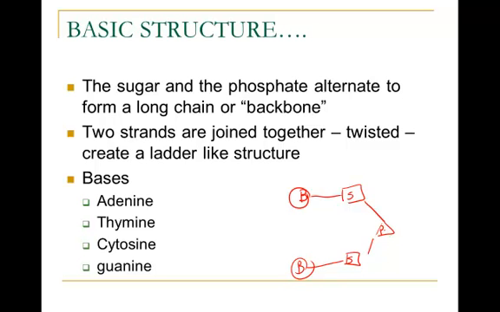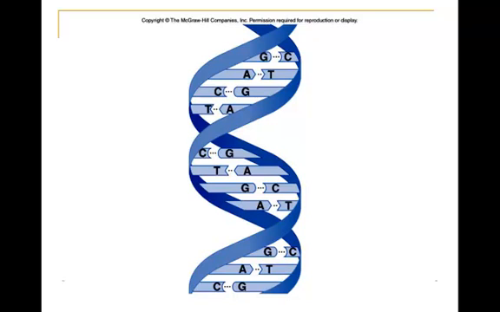The bases of DNA are adenine, thymine, cytosine, and guanine. Now, I'm never going to probably ask you to name those, but I think most of us know those from previous learning anyway. And they go together in a certain way. If you look back at this one, you'll see that cytosine always combines with guanine, and thymine always goes with adenine, and so on. So that's the way it's put together.